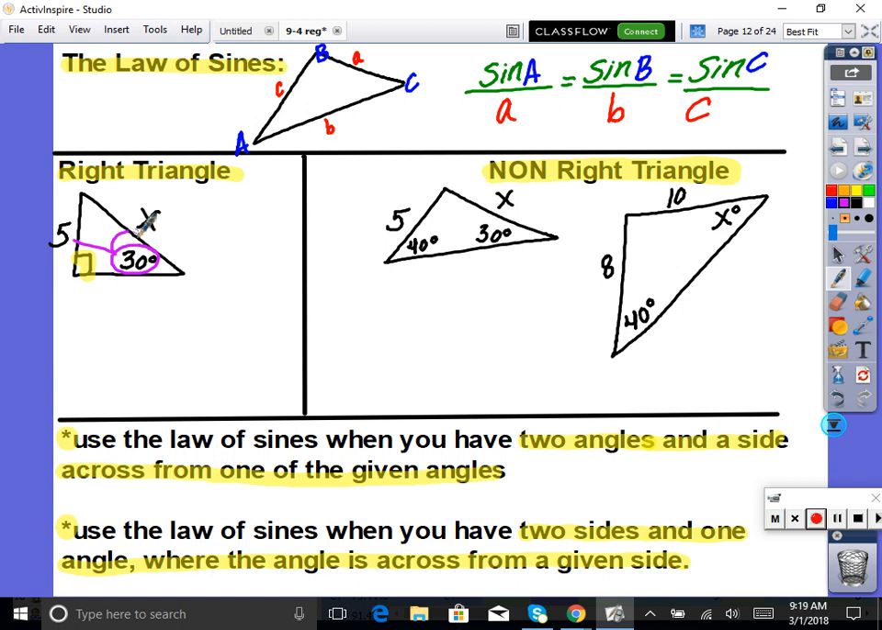So when I say, oh, this is a sine, right? So I literally say sine of 30 is equal to opposite over hypotenuse. And then we could just solve for x. It's just algebra. So we'd multiply both sides by x, and then we would divide by sine of 30, right? So x is equal to 5 divided by sine of 30. So we're able to use right triangle trig.